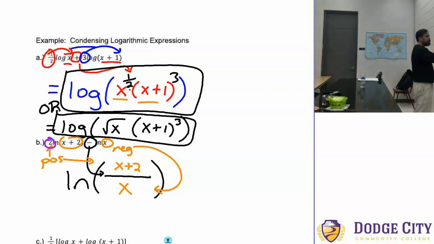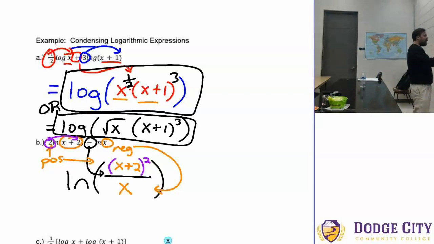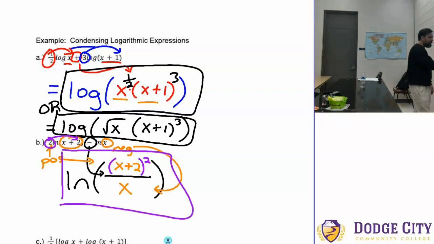So this 2 would be brought back inside of this logarithm. So it becomes an exponent on the x plus 2. So I need to go ahead and put some parentheses around it so I can raise it to the 2nd power. And I'm hoping that it would be okay just to leave it like that.